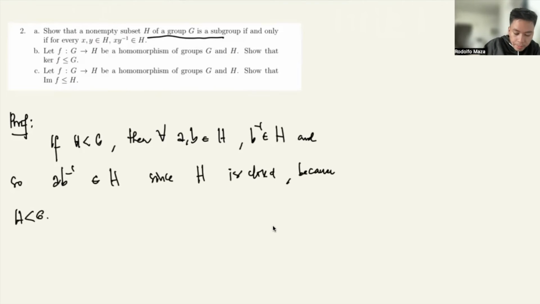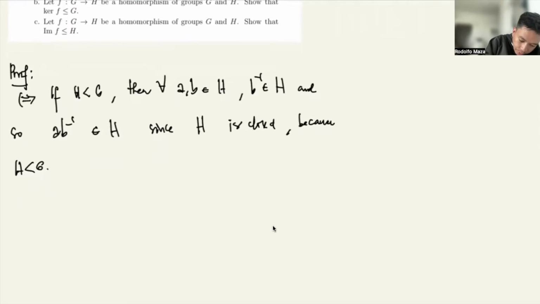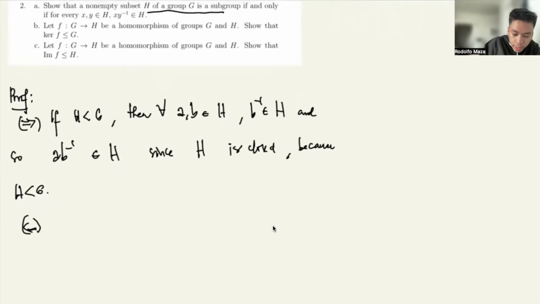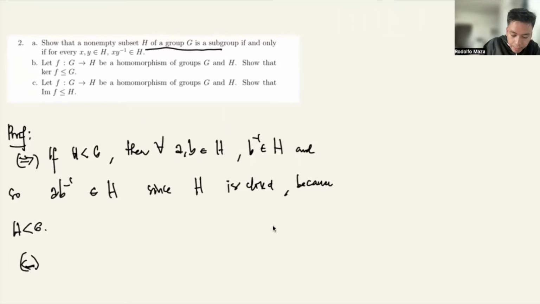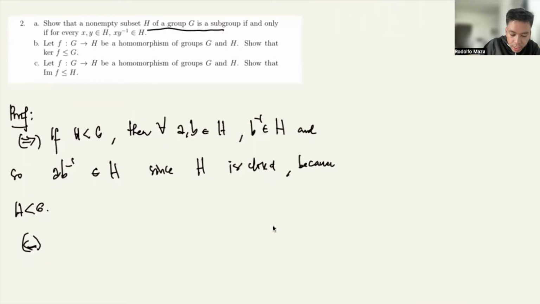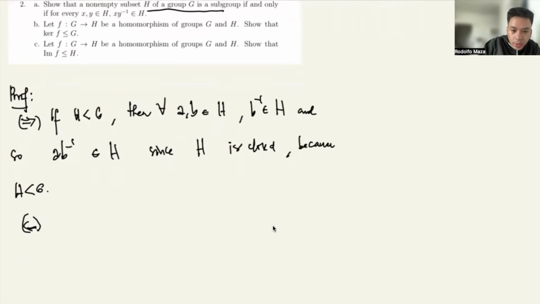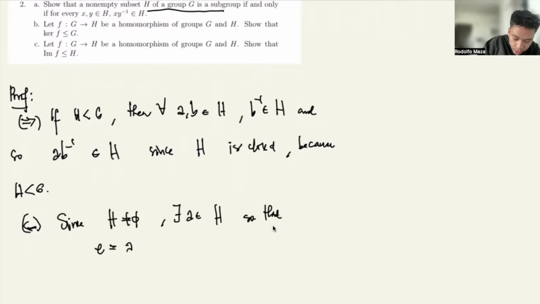Okay, how about the backward direction? So forward pa yung ginawa natin, yung backward naman. So we will assume that x y inverse is in H for every x and y in H. Okay, so mangyayari dito, since H is not empty, alam natin yan, there exists A in H so that E is equal to A A inverse, which is an element of H.